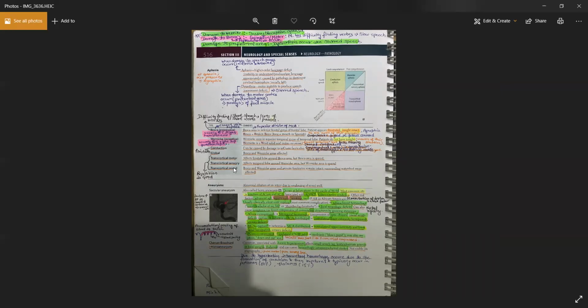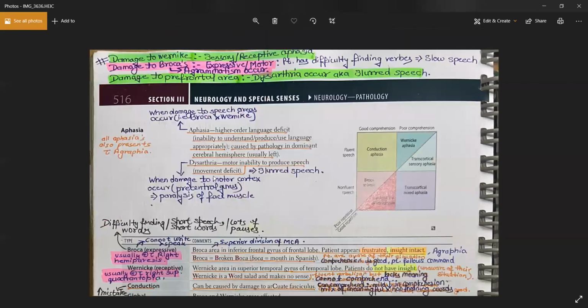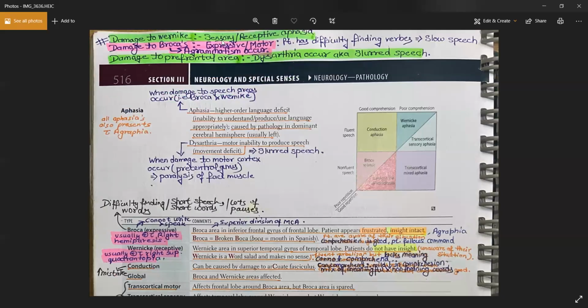Now, in Step 1, they do not give you Broca's area or Wernicke's area in the options, but they change the name and give you either sensory aphasia or receptive aphasia for Wernicke's, and expressive or motor aphasia for Broca's aphasia. So know these names also, very important.